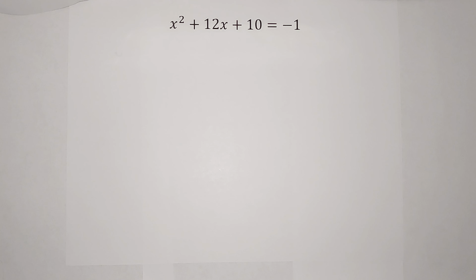Hey guys, we are being asked to complete the square. So if you get a problem like this, you're being asked to solve for x. There's a few different ways you can do it, and in this example, we're going to complete the square. So what we do first when we are completing the square is we want to isolate our variables.